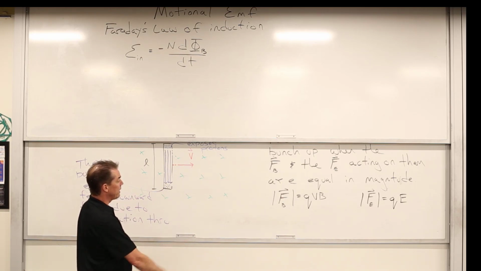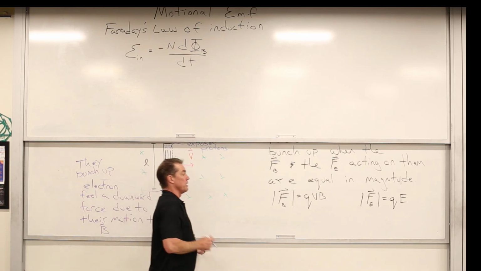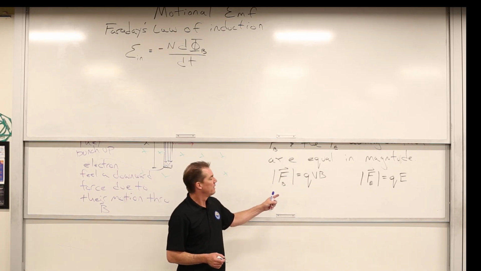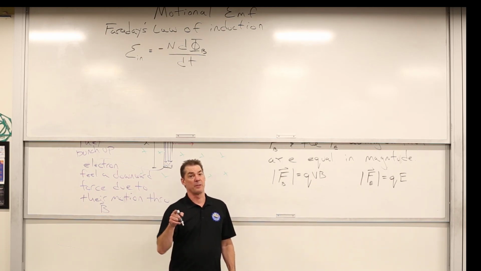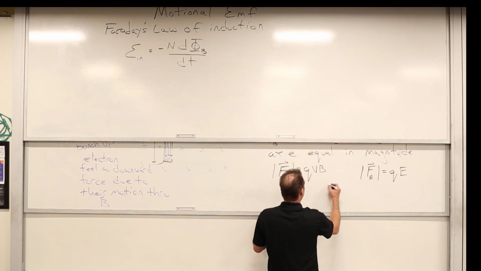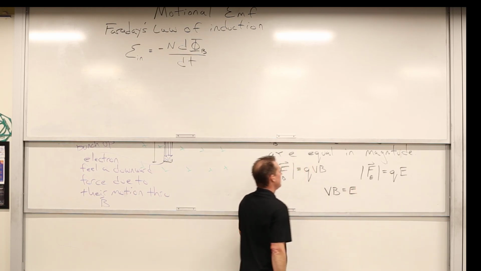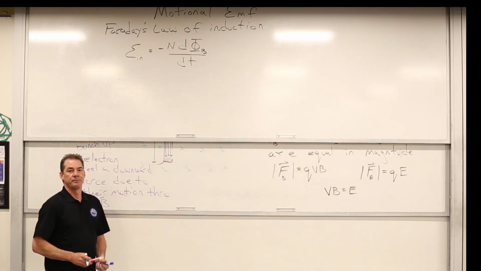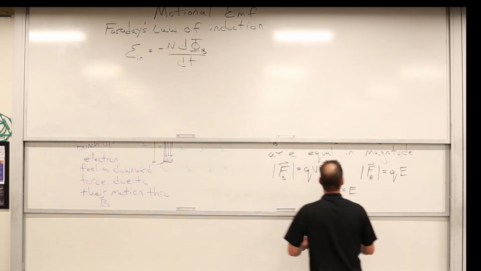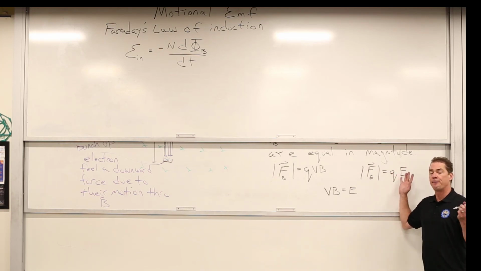So when those two are equal in magnitude and they are in opposite directions, that is when the electrons stop bunching up, which we've seen before. Where do we see this? We saw it in the mass spectrometer's velocity selector. So by equating them, we have that V times B is equal to E. The velocity multiplied by the magnetic field strength is equal to the electric field strength. That's when the electrons stop bunching up.